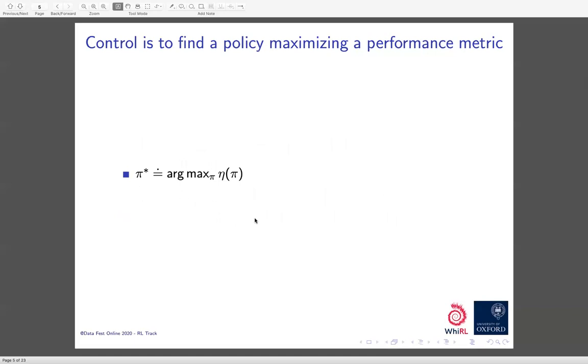Another basic task in reinforcement learning is control, where we want to find a policy to maximize a performance metric. Particularly, we want to find the pi star to maximize the eta pi. Here, eta pi can be any performance metric. It can be either expected total rewards or average rewards. But in this talk, I will mainly focus on policy evaluation.